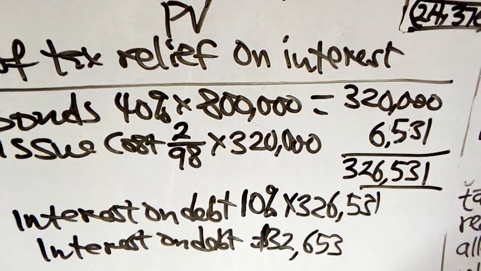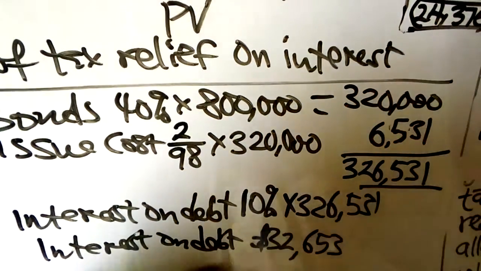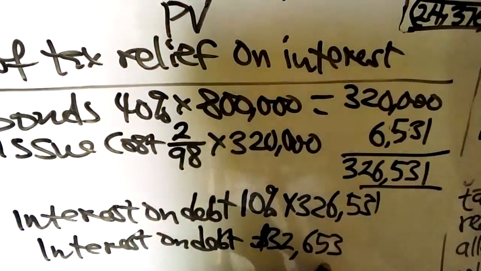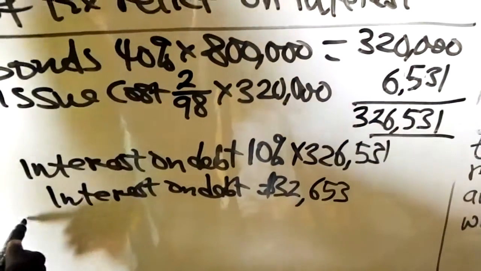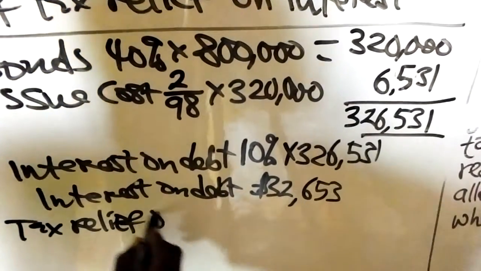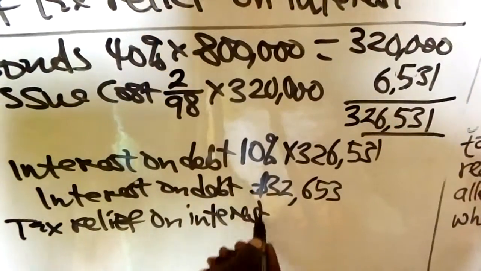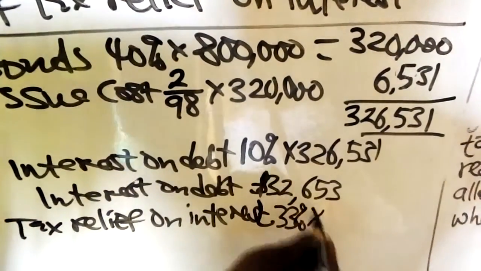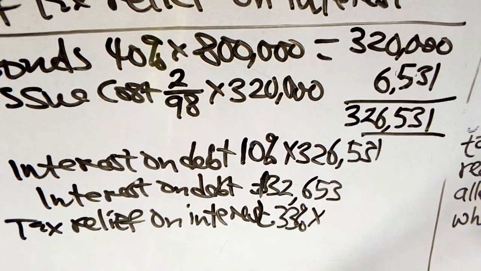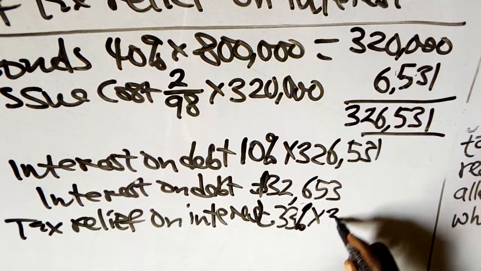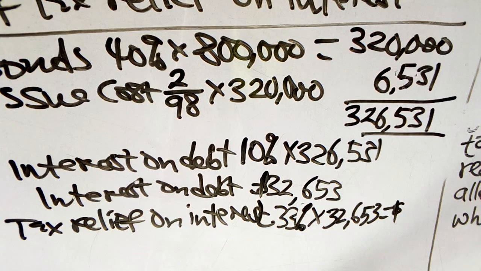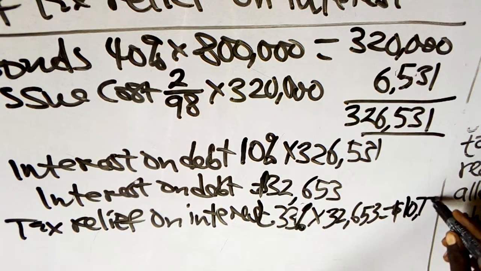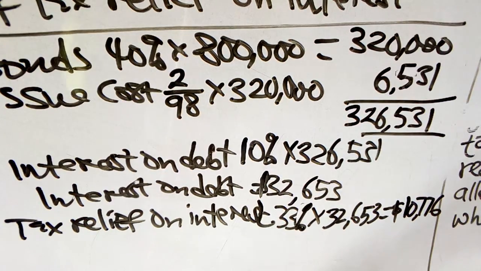If this is the interest, how much will be the tax relief on interest? This interest will be paid annually. On interest, our tax rate is 33%. We have 33% of 32,653, and we got 10,776. So discount that to obtain the present value.